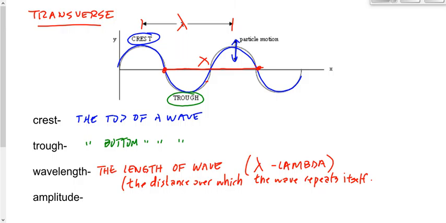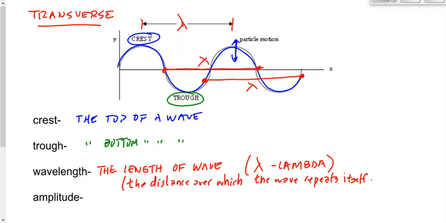We could go from here. If we go from here, where are we going to? Tell me when to stop. Yeah, the distance over which the wave repeats itself. Lambda, Greek letter, upside down Y.